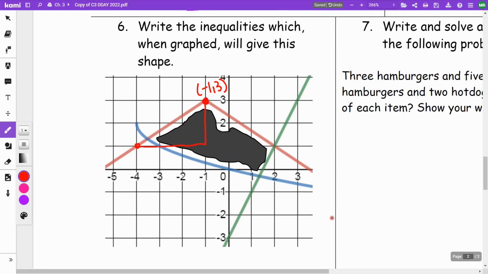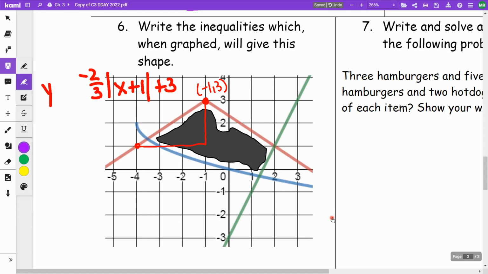So that's going to be -2/3 times the absolute value of x plus 1, plus 3. Now, I need to write an inequality. What you'll notice is for this one, I am shading below it, which is less than. Because it's a solid line, this is going to be less than or equal to.